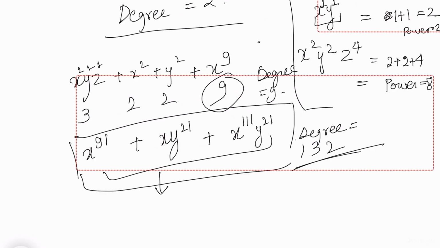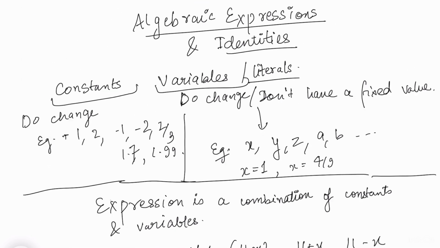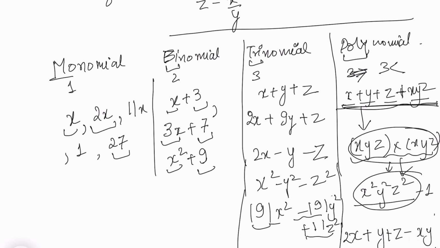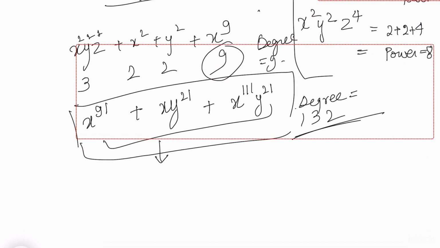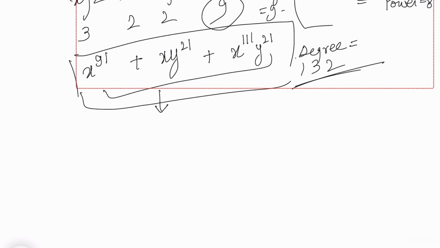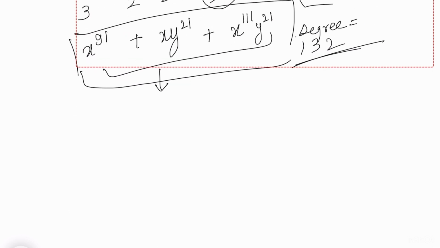So this was all about the basics: what are constants, what are variables, what is an expression, what are monomial, binomial, trinomial, polynomial, and what is degree. I think you now know the basics of algebra I taught you. Please revise this, and now we'll go to the chapter.